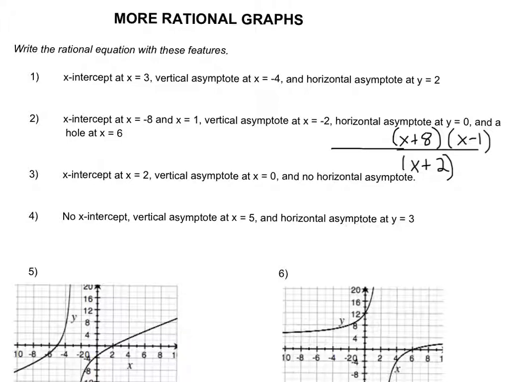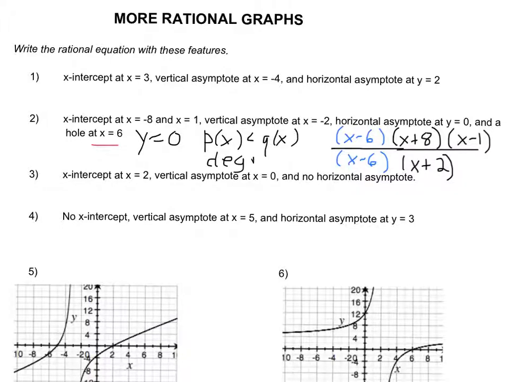And then we've got a hole at x equals 6. Remember that holes have a factor on the top with a factor on the bottom. So now I'm going to take care of the horizontal asymptote part. I know it has a horizontal asymptote at y equals 0. That's the case where you have p of x less than q of x in reference to the degrees.